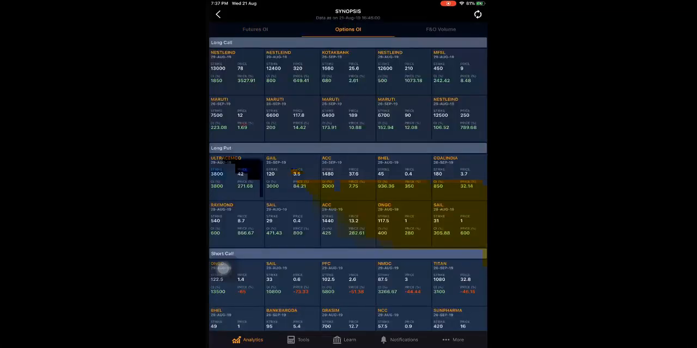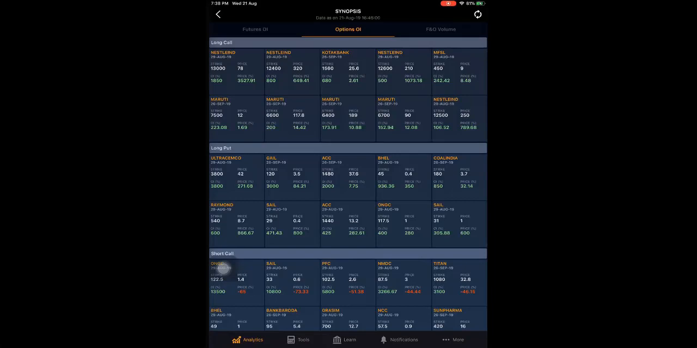Now comes the options OI and FNO volume. It's basically like an intraday tracker for the options. One who does intraday trading, or one who looks out for swing opportunities, will find it very important, because it instantly tells you which stocks are seeing the action, and which strikes in those stocks are seeing the action.